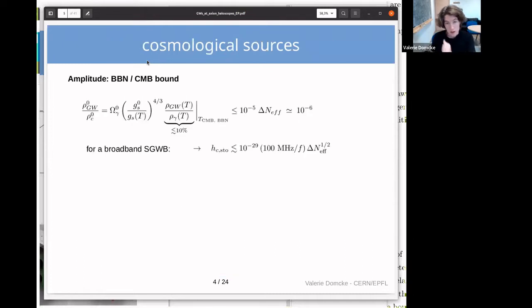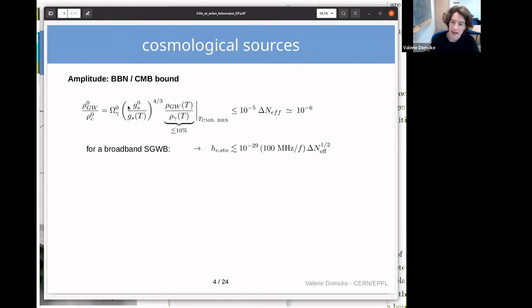So I have one slide on the cosmological and one slide on the astrophysical sources. On the cosmological side, what we know simply from observation is that the amount of gravitational waves that we generate in the early universe can be at most 10% of the total radiation energy density at that time. Otherwise, we would have seen it. Otherwise, it would have modified the expansion history of our universe.